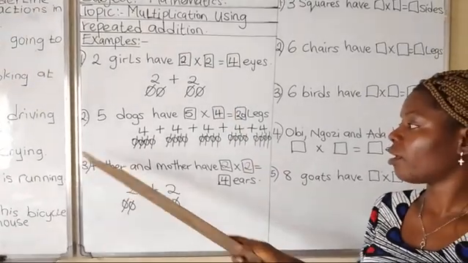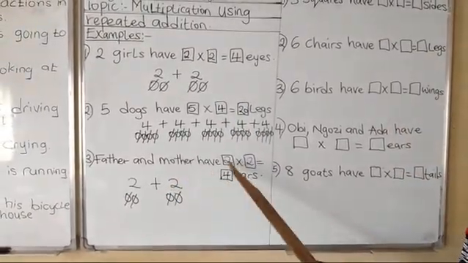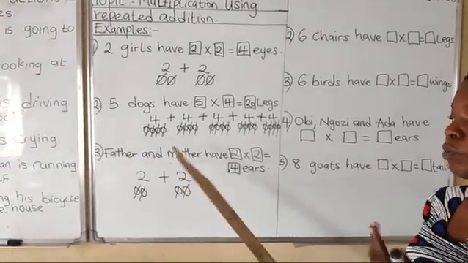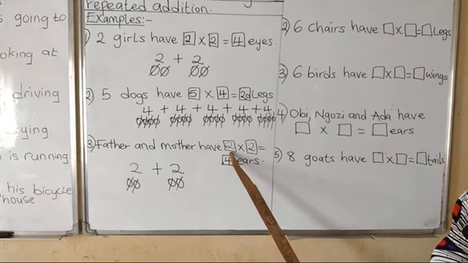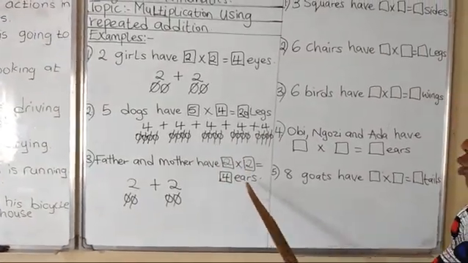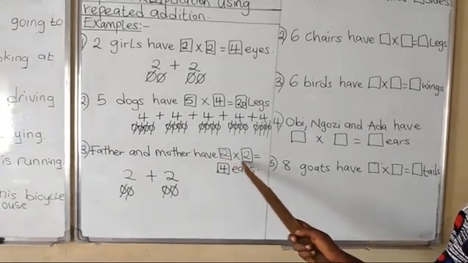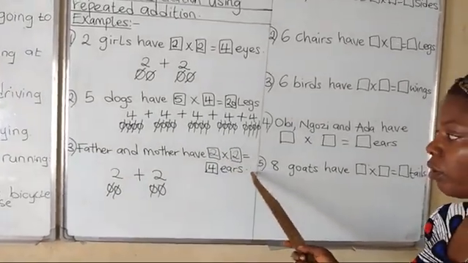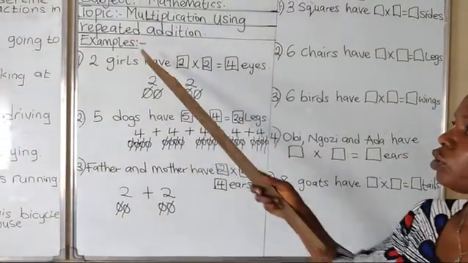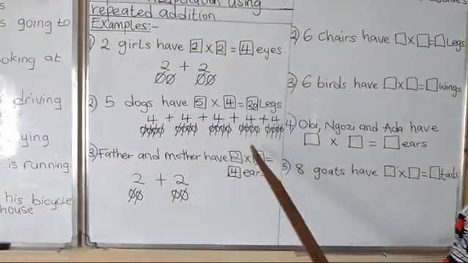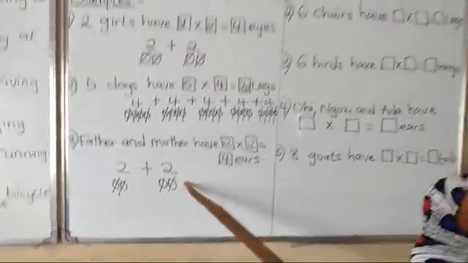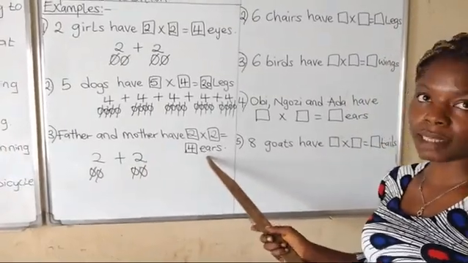Then number 3, father and mother have box and box equal to box ears. Father and mother are 2 people, so you write 2 here. And each person has 2 ears. So 2 times 2 here is what? Multiplication. For you to get this answer, you will have to make use of repeated addition, which is what? 2 into 2 places. That means 2 plus 2 to get your answer.